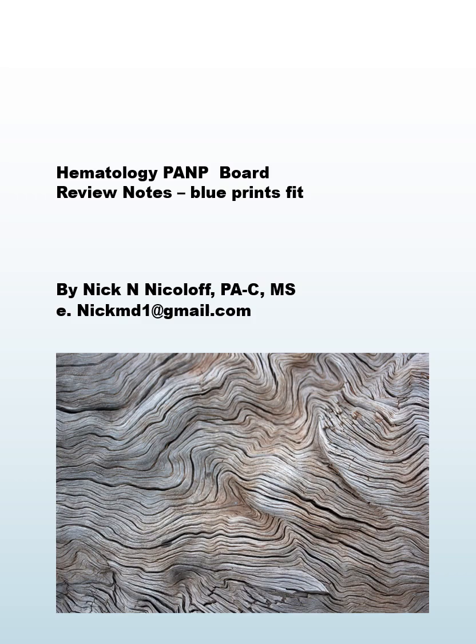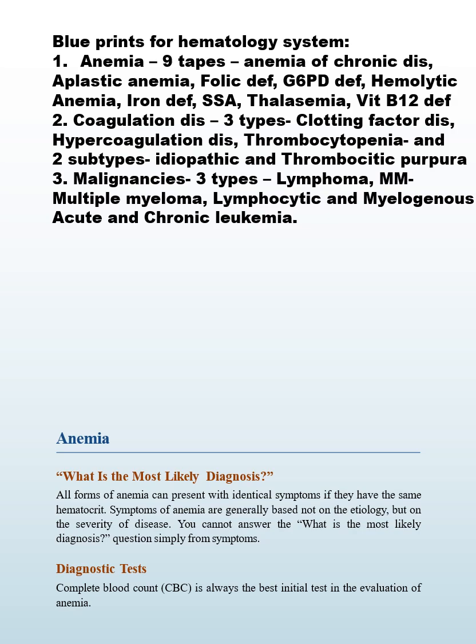Let's go to slide number 2. The hematology system blueprint notes. The blueprint involves a couple of areas, but the major ones are 3: anemias, number 1; number 2, coagulation disorders; and number 3, malignancies. Anemias has 9 types. We'll go one after another.